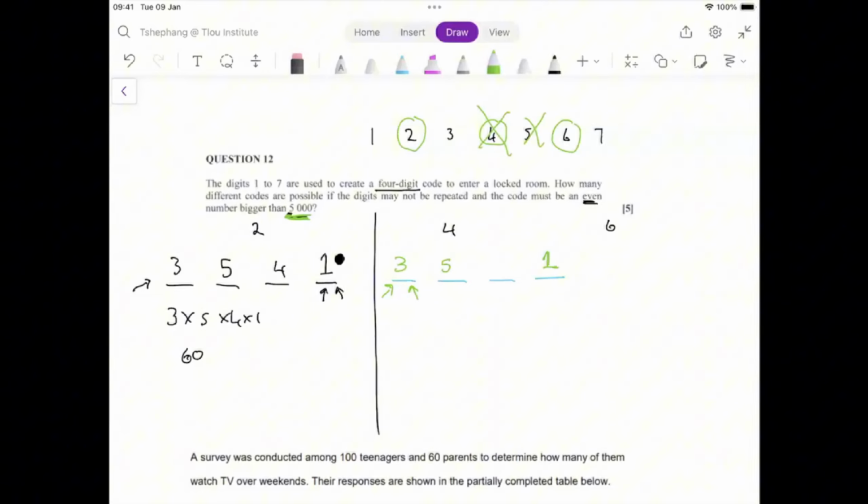5. Now that we've taken out another number, how many numbers are we then left with? 4. Then it's just a matter of multiplication. Now check. This is going to give you how much? It's going to give you 60 as well.